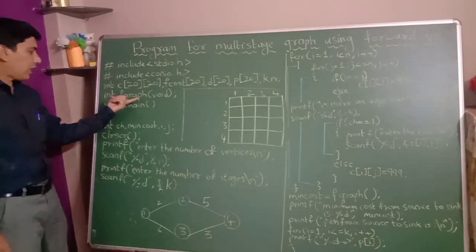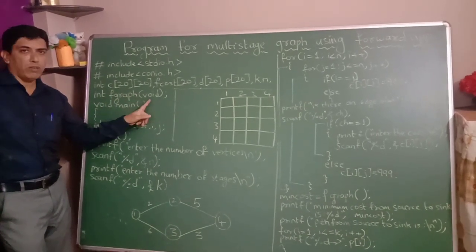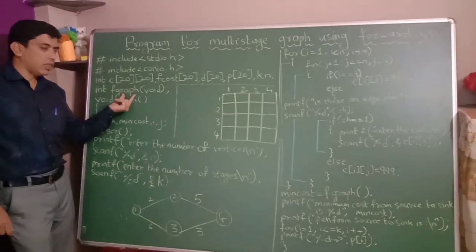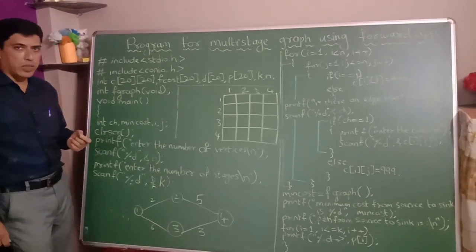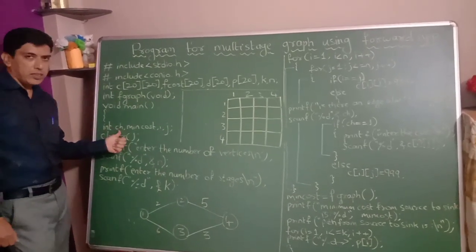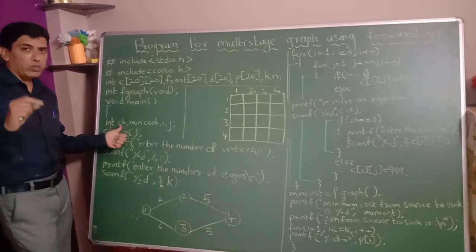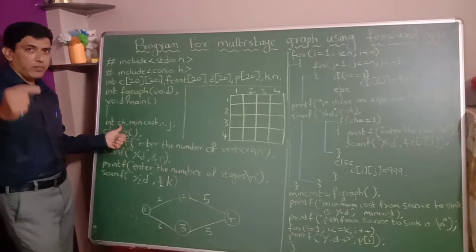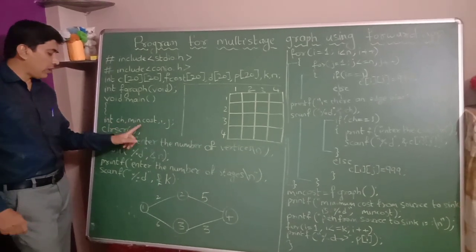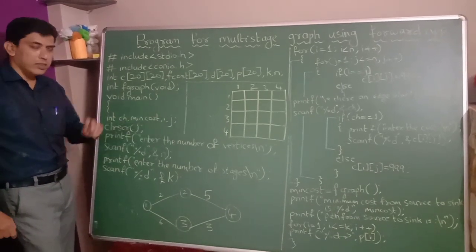I have taken a function called fgraph, which accepts a value of type void and returns a value of type integer. So this function returns the minimum cost path. So void main, int ch. I have taken a variable called ch to check whether an edge exists from one vertex to another vertex. Then I have taken a variable called mincost, then i, j.